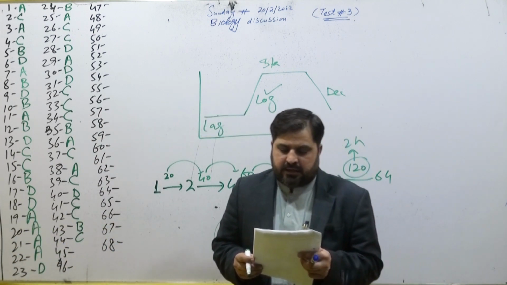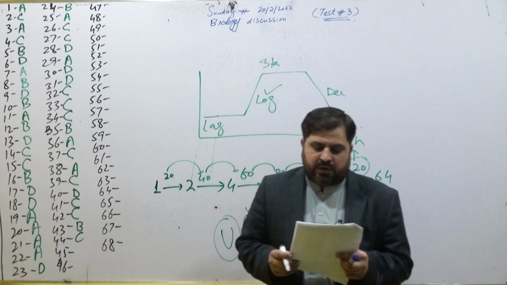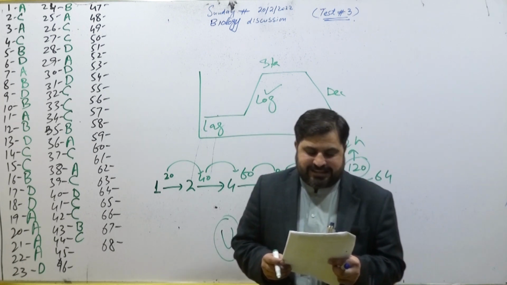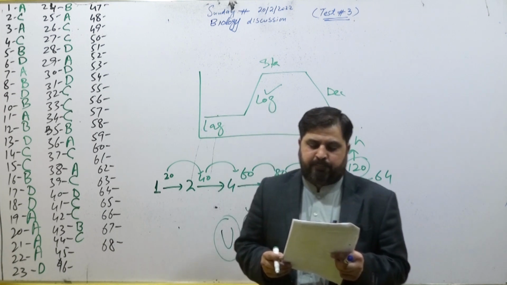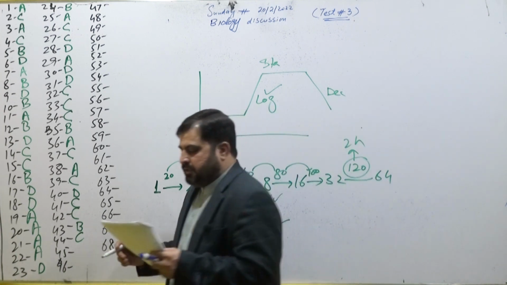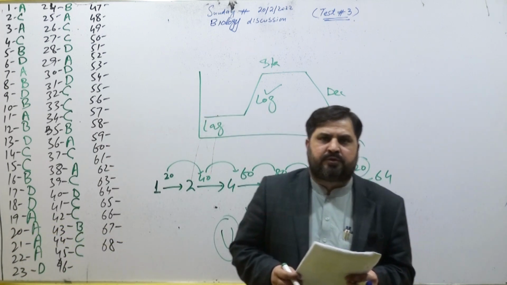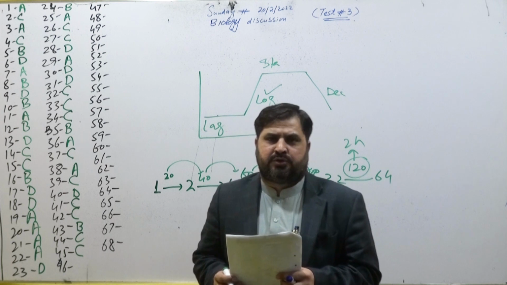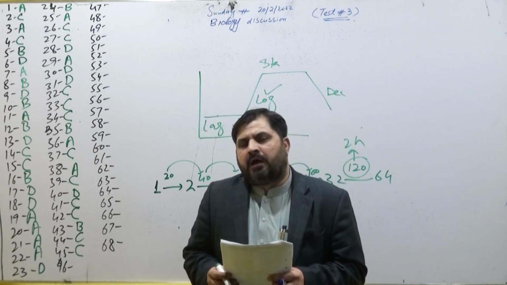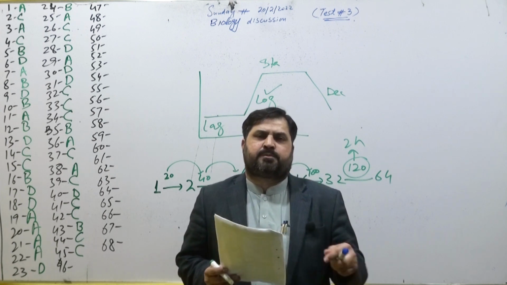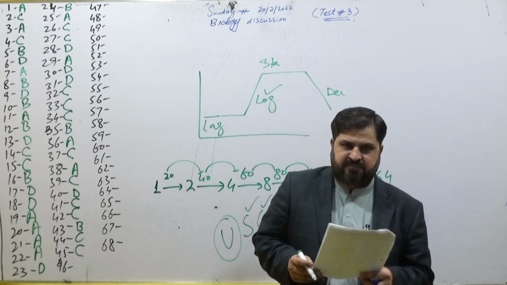Coming toward MCQ number 45, what does the perfect stage of a fungus indicate? It indicates that it is able to form perfect sexual spores. So different varieties of spores are produced. In Ascomycota, ascospores are produced. In Basidiomycota, basidiospores are produced. In Ascomycota, there are two types of spores. One is called conidiospores, which are produced through asexual reproduction.